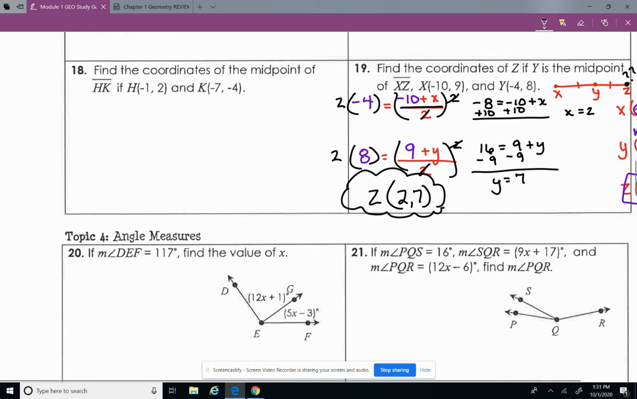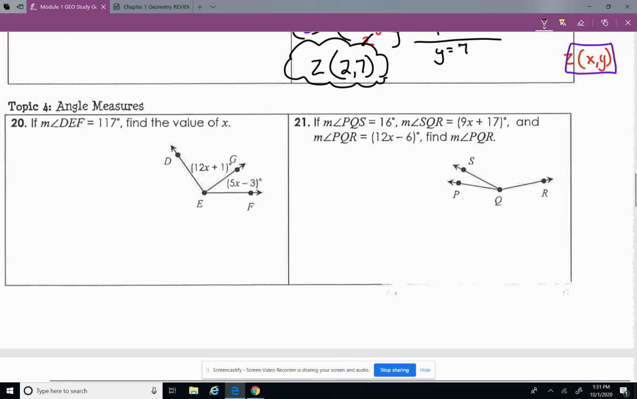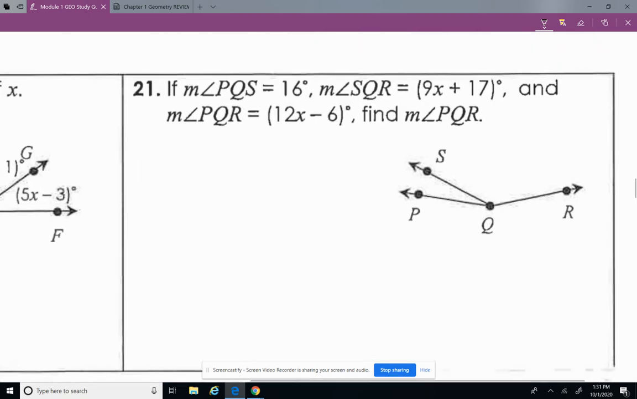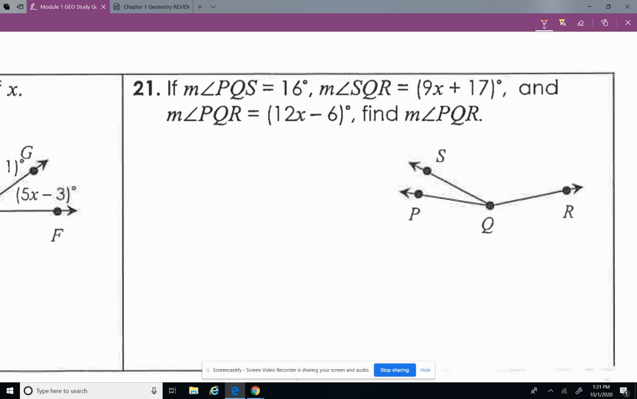All right, the next section are angle measures. So write down number 20, skip 5 lines. We're going to do number 21. All right, so let's see what we know. If the measure of angle PQS is 16 degrees, all right, I'm going to write 16 in there. The measure of SQR is 9x plus 17. So I'm going to put that in there.